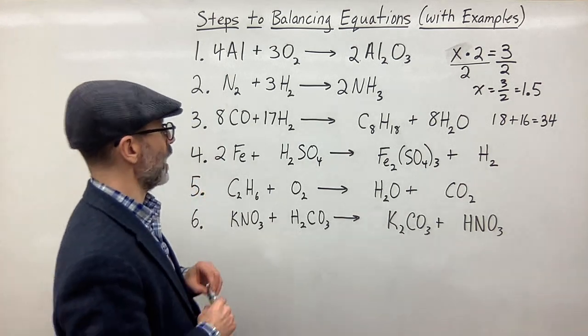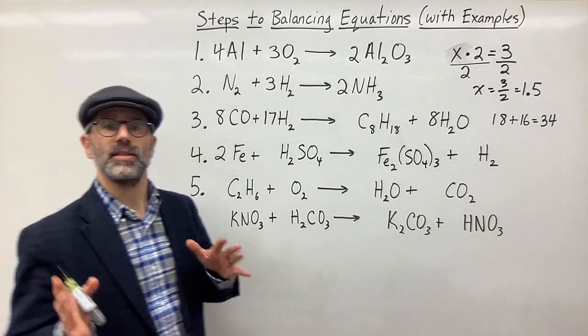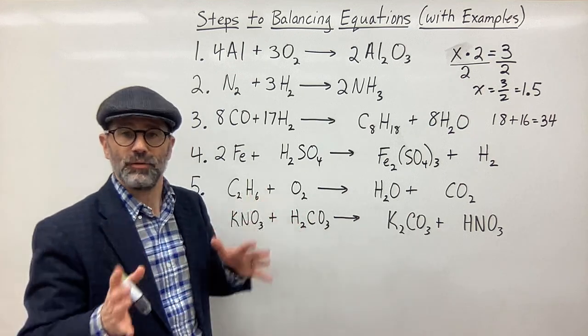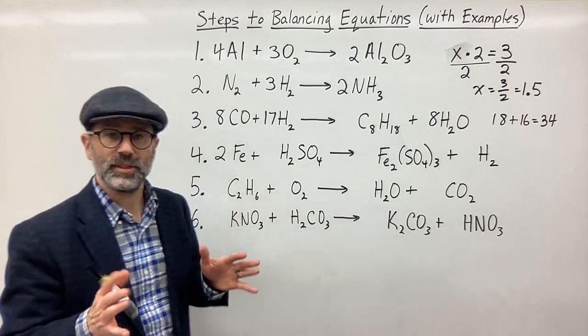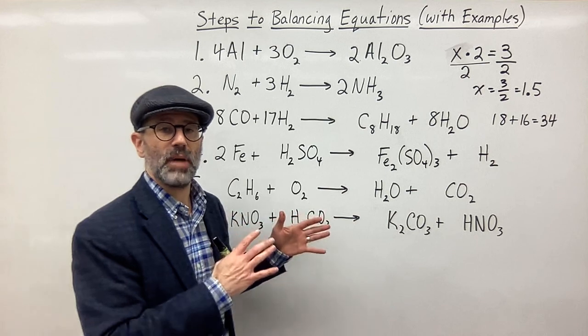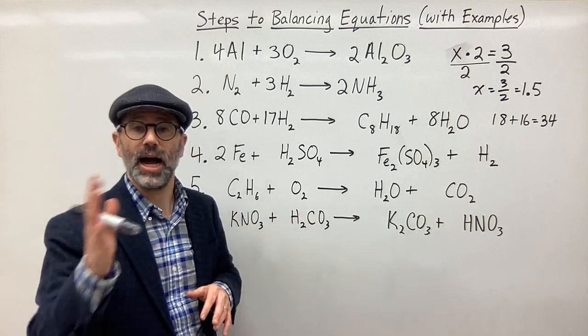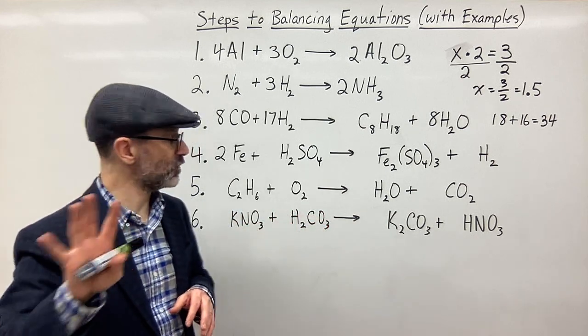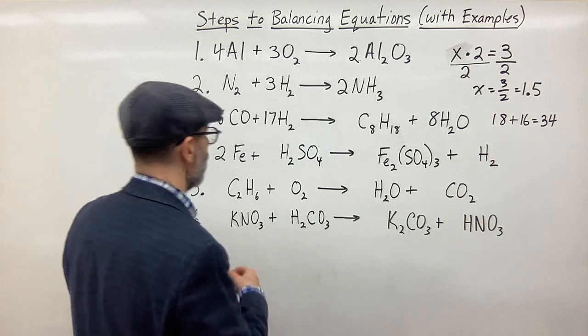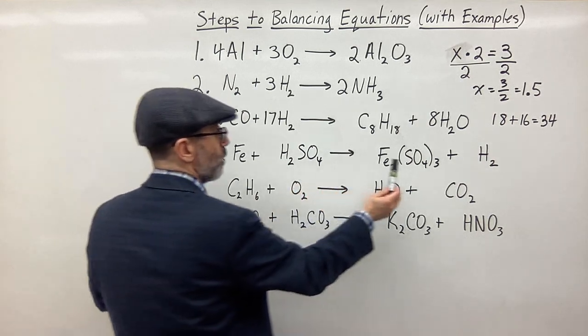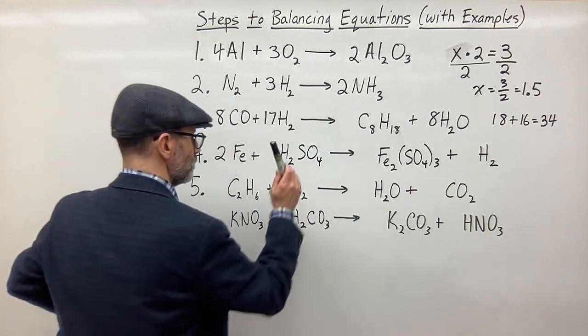Now I'm going to go to nonmetals. Again, step 3 says that if you have nonmetals left, you're going to balance all the nonmetals except for hydrogen and oxygen. You're going to save hydrogen and oxygen for last. So I have sulfur here. So I'm going to balance the sulfur.